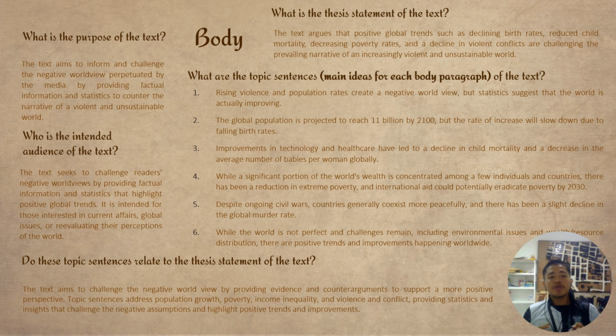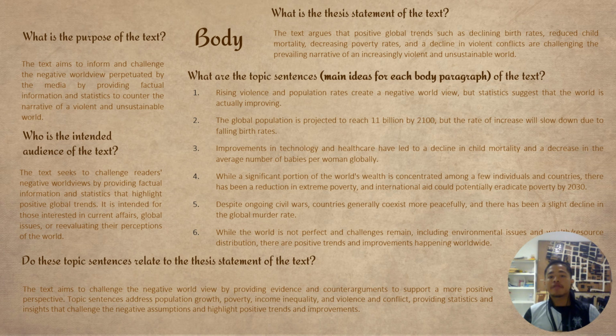What is the purpose of the text? The text aims to inform and challenge the negative worldview perpetuated by the media by providing factual information and statistics to counter the narrative of a violent and unsustainable world. Who is the intended audience of the text? The text seeks to challenge readers' negative worldview by providing factual information and statistics that highlight positive global trends. It is intended for those interested in current affairs, global issues, and re-evaluating their perception of the world.